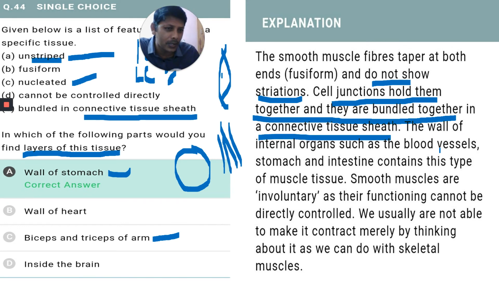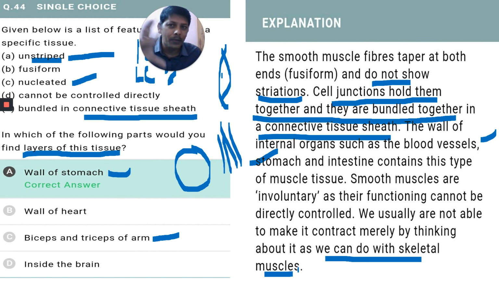Where is it present? The wall of internal organs such as blood vessels, arteries, veins, but absent in capillaries. It is present in lymph vessels, lymph duct, stomach, and intestine. Smooth muscles are involuntary as their functioning cannot be directly controlled, and we usually are not able to make them contract by mere thinking. Skeletal muscle you can control when you think, whatever you want, you are able to show in your hand, but you cannot do so in the case of smooth muscles.